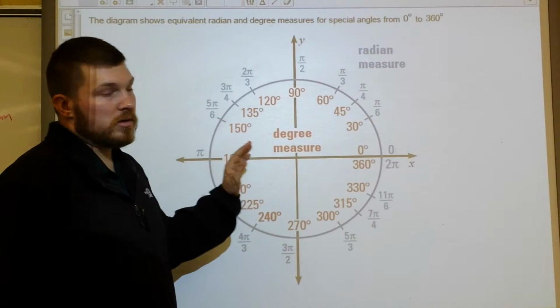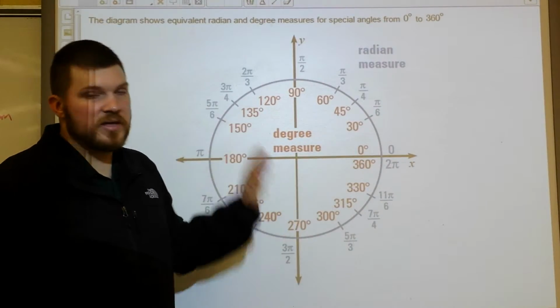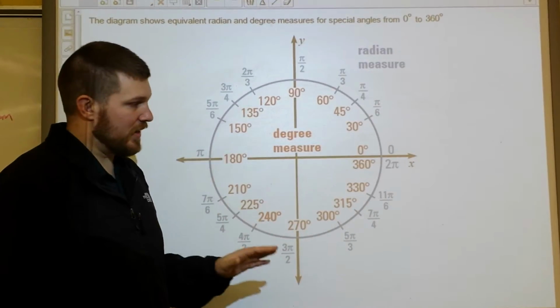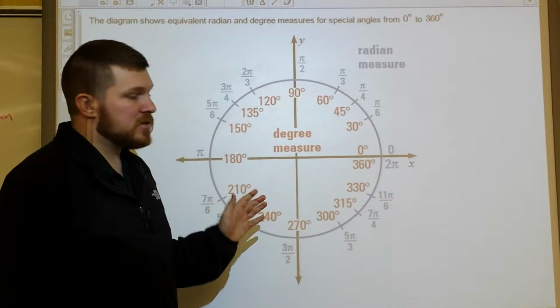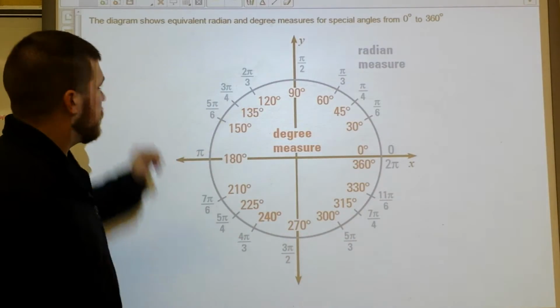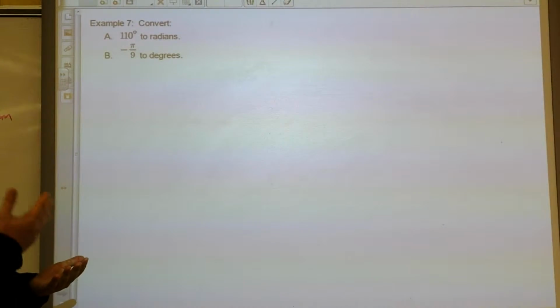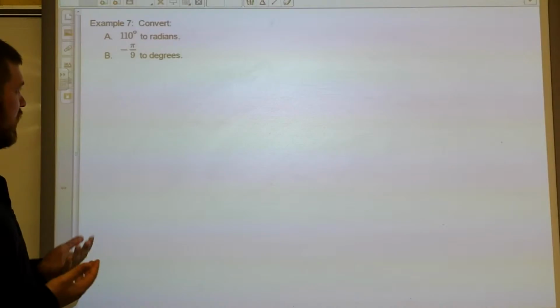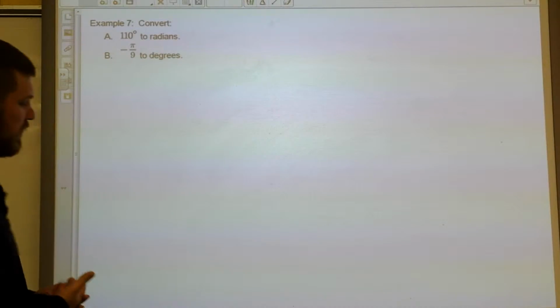Again, if you're planning on going on to pre-calculus or AP calculus, you need to know these conversions inside, outside, upside down. Honestly, you don't really have to have it memorized for this class, but you probably do want to get it memorized for the future. Just FYI. Alright, let's do an example of converting from degrees into radians in part A, and then from radians into degrees in part B.